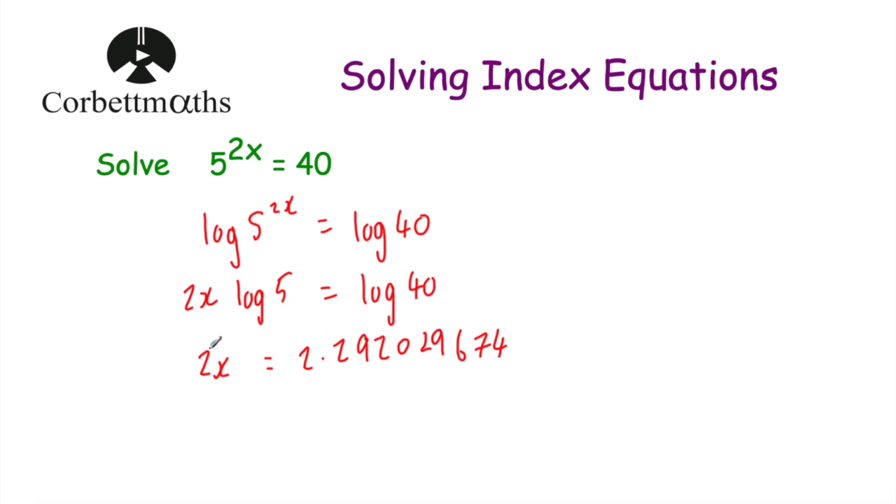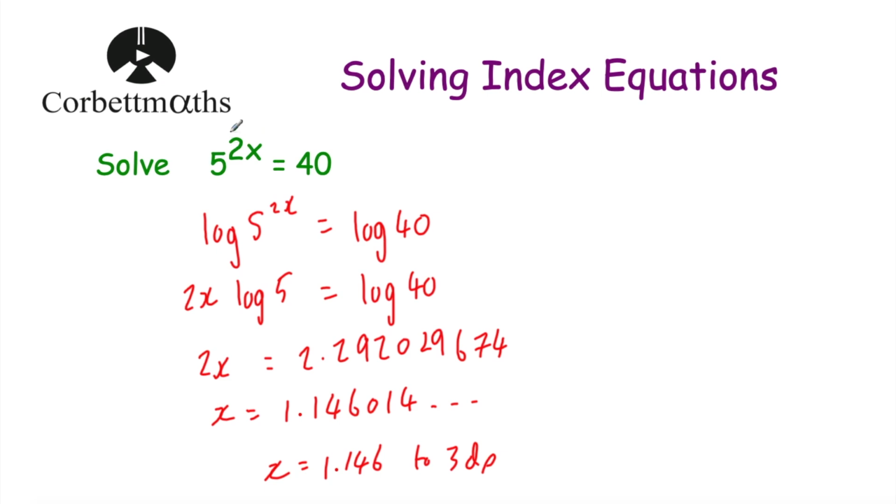But we want to solve this. We want to find out what x is. So we now need to divide by 2. So if we divide both of these by 2, we're going to get that x is equal to 1.146014 and so on. And to 3 decimal places, we find that x is equal to 1.146. And that's it. So we've solved this equation. We found that x is equal to 1.146 to 3 decimal places. And that's it. So we've solved that equation.